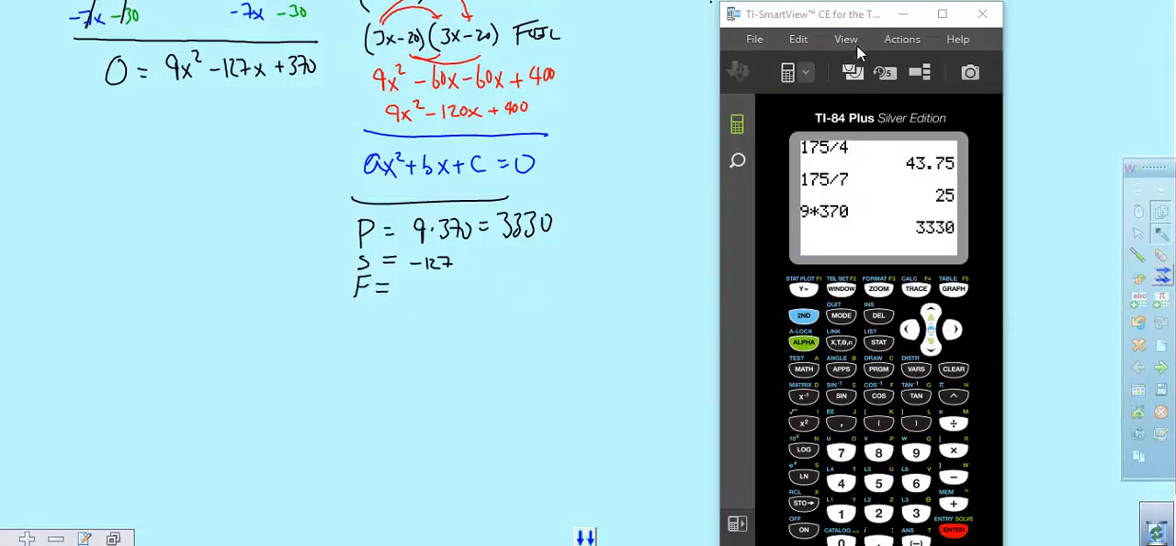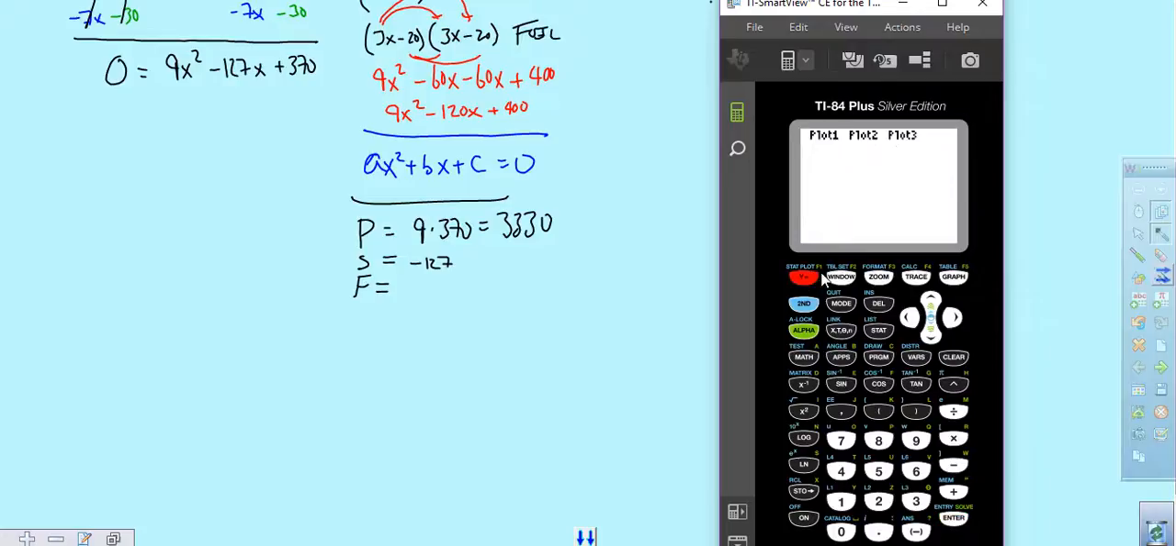So to find our factors, remember, we go to y equals, we type in our 3,330 divided by x. We go to table, which is in blue, so second table, and we're looking for two numbers that add up to 127. So right there, 37 and 90. We put 37 and 90 together.